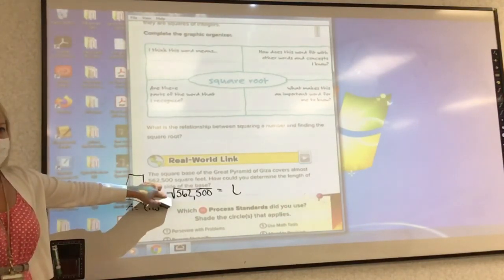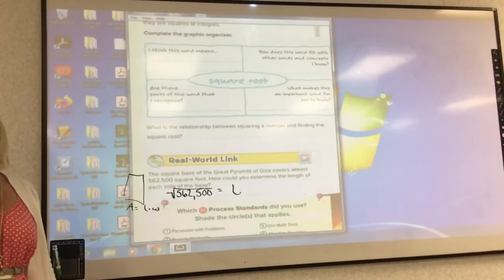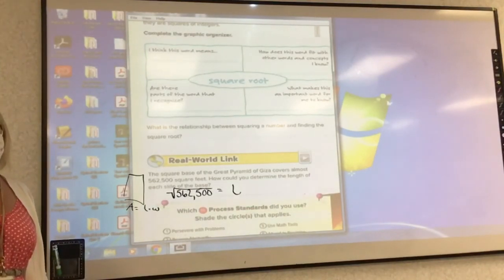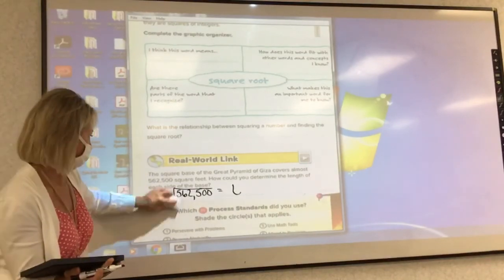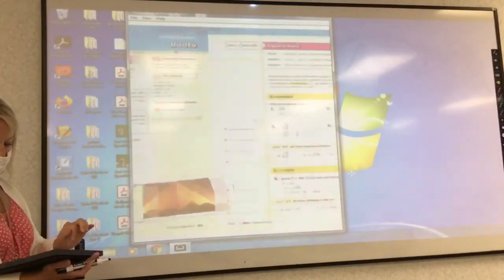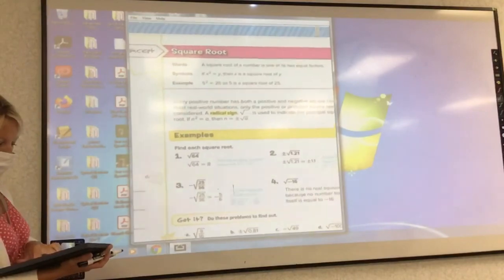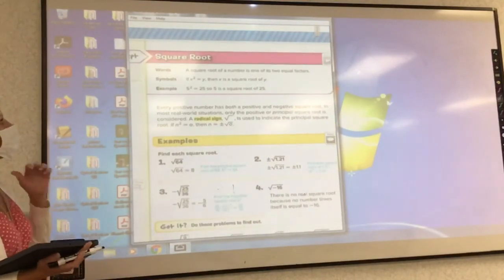I'm not asking you to find that. I don't even know the answer to that. But if I wanted to find it, I'm going to use a calculator. I'm going to use the square root of that number. Turn the page in your book. Talking about square roots again.